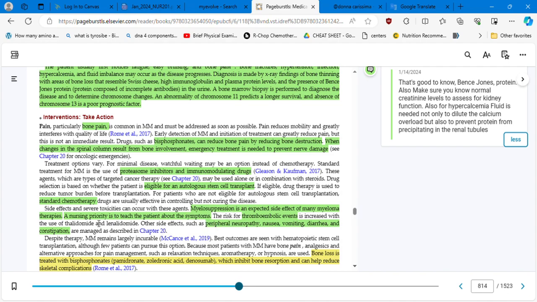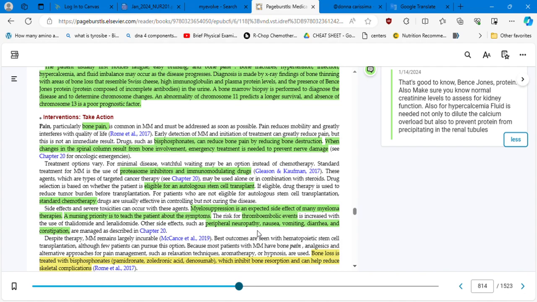Remember that this radiation and chemotherapy are working in the bone marrow, the production of good cells, right? A nursing priority is to teach the patient about the symptoms, what to look for. What are the symptoms that the patient should be looking for in order to come to the emergency room or to make a sooner appointment with the provider? Remember all these signs and symptoms that are not easy to handle in regular life.